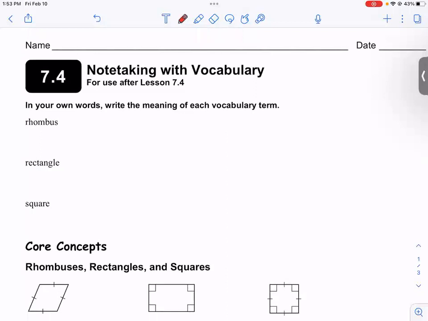We are going to look at three special parallelograms today: a rhombus, a rectangle, and a square. They are all parallelograms with special properties. Does anybody know what a rhombus is? Raise your hands.